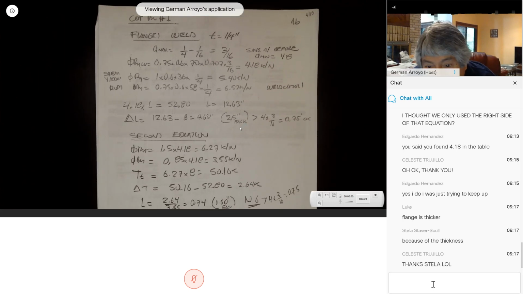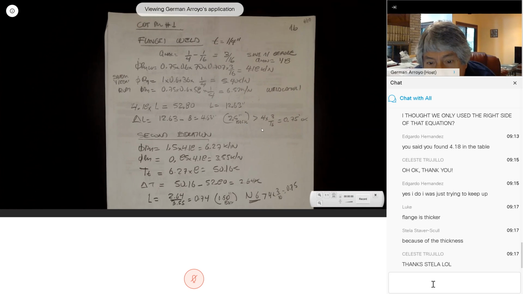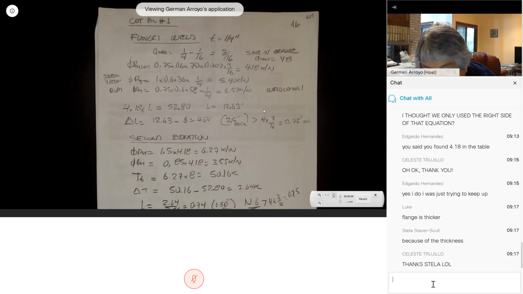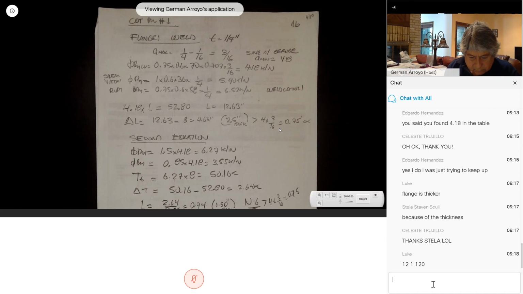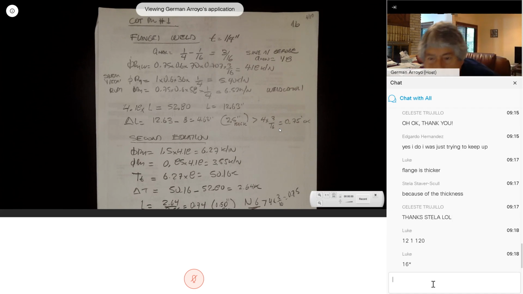And I have to compare this with the minimum length. In the code, it says that it is four times the size of the weld. Where in the code can we find that? What page in the code? It says that it's 4 times. What page? Page 16?